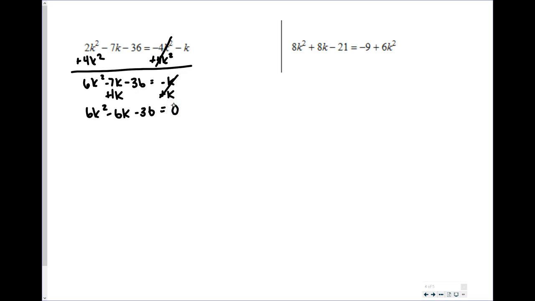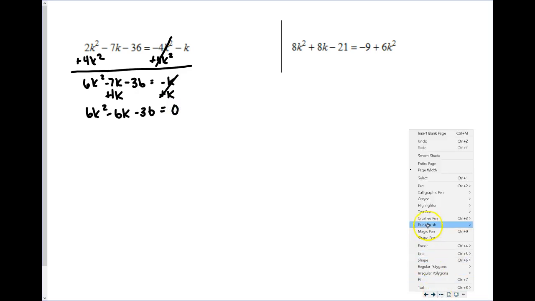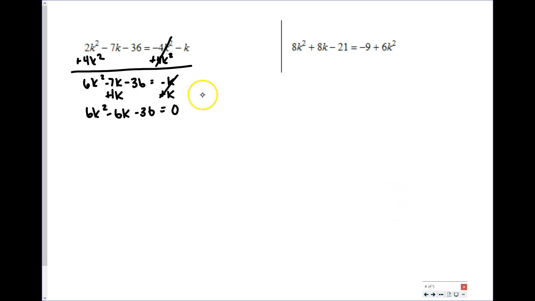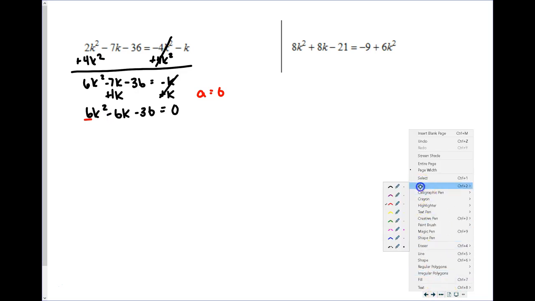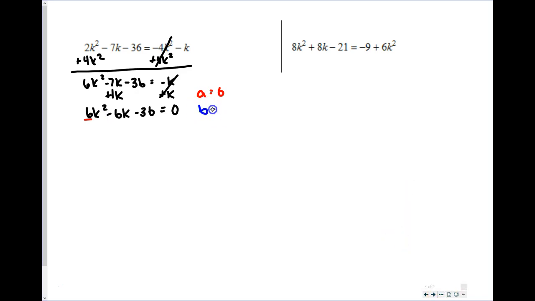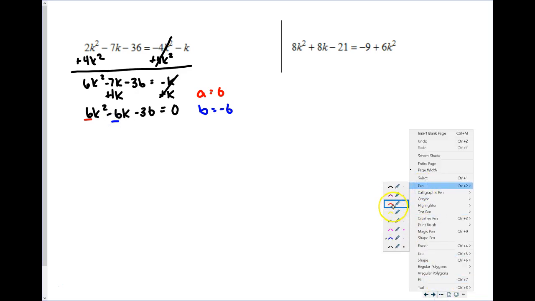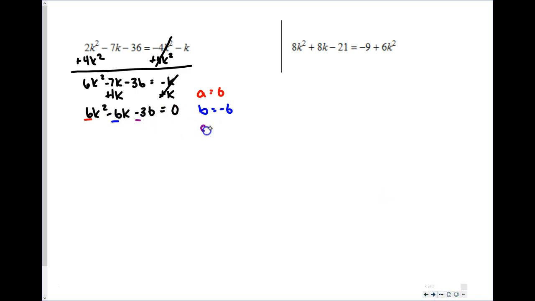Okay, so there's my form. I'll go ahead and label A, B, and C for you. A is 6, it's right here. B is negative 6 here, and C is negative 3. Now I want you to try and write your skeleton, plug it in, and see if you can get 2 solutions. Okay, so pause now and try this one on your own.